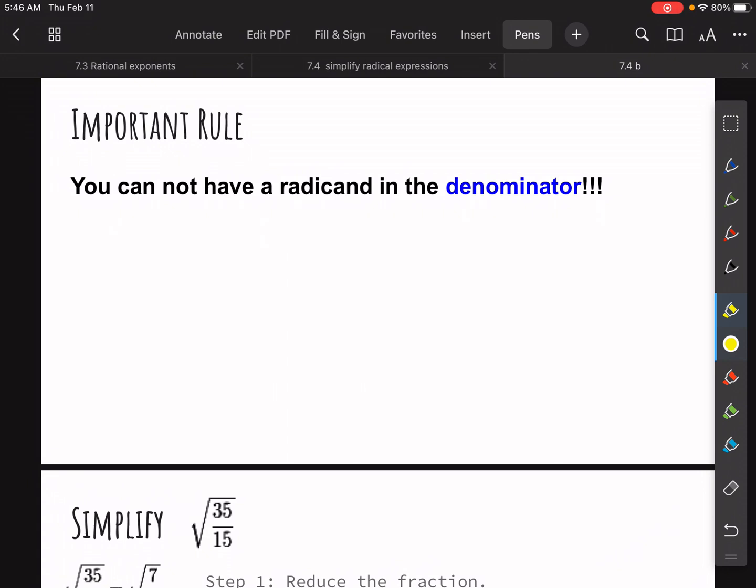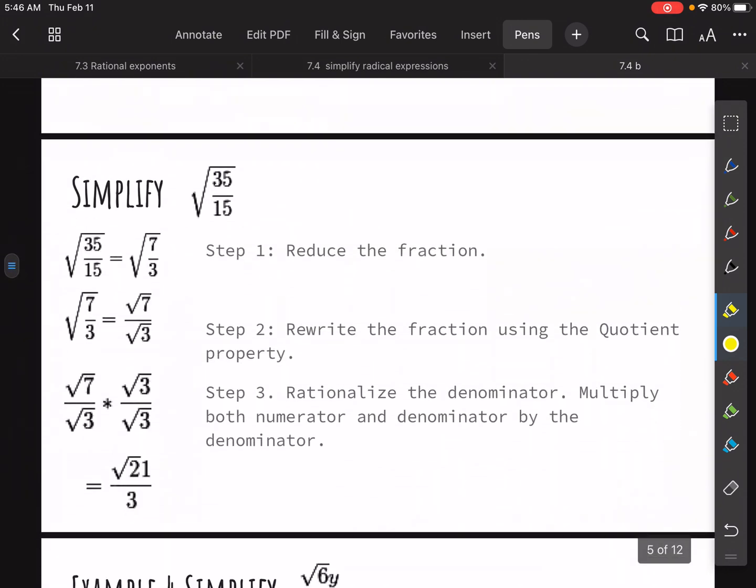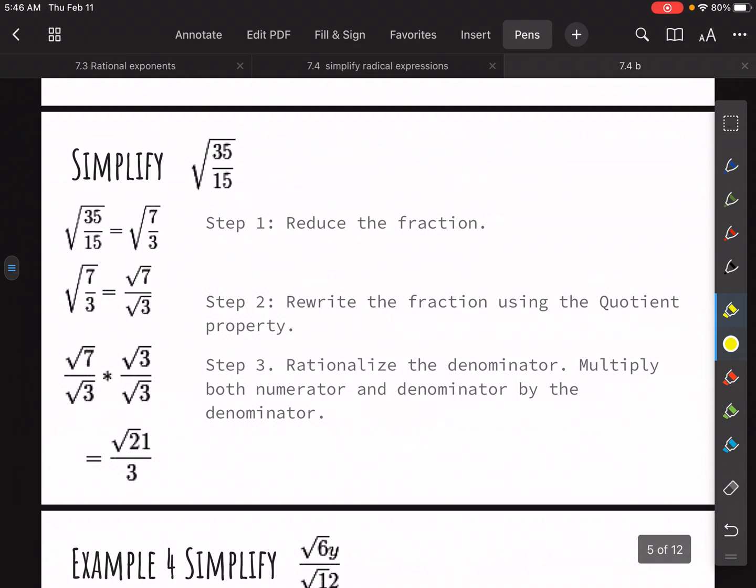So here we go. Let's look at this. Here's an example that I walked through with you. It says simplify the square root of 35 over the square root of 15. The first thing you might want to do is just reduce that fraction. We know that 3 goes into both of these, so we could divide both by 3 and get 7 over 3. Then by the quotient property we can write that as the square root of 7 over the square root of 3.